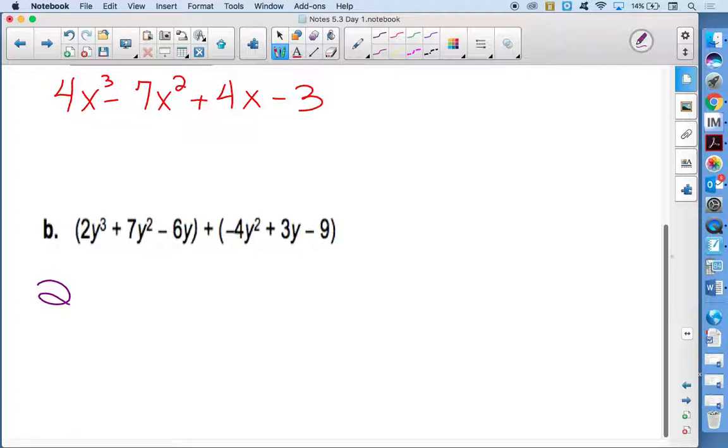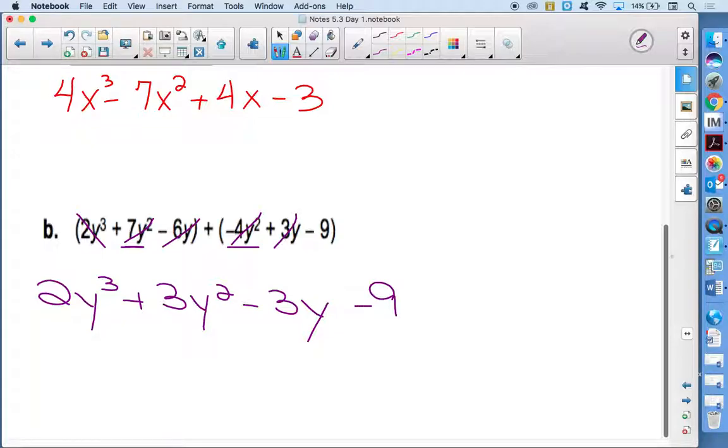Yeah, just 2y cubed. So if you look at the second parenthesis there aren't any y cubed terms. So that one's done. How about these y squared terms? Good. So plus 3y squared. And then the y's? And finally, minus 9. So the 2y cubed and the minus 9 had no like terms to combine with.